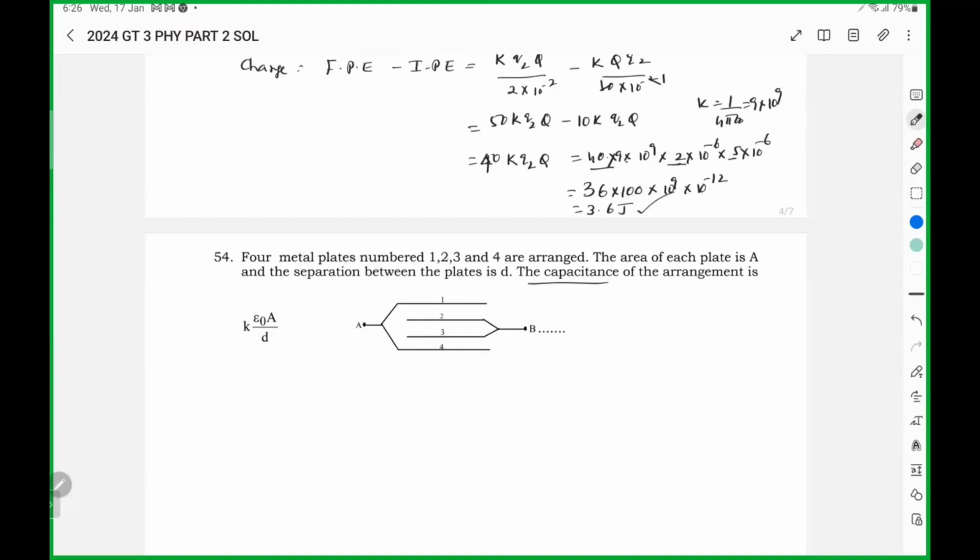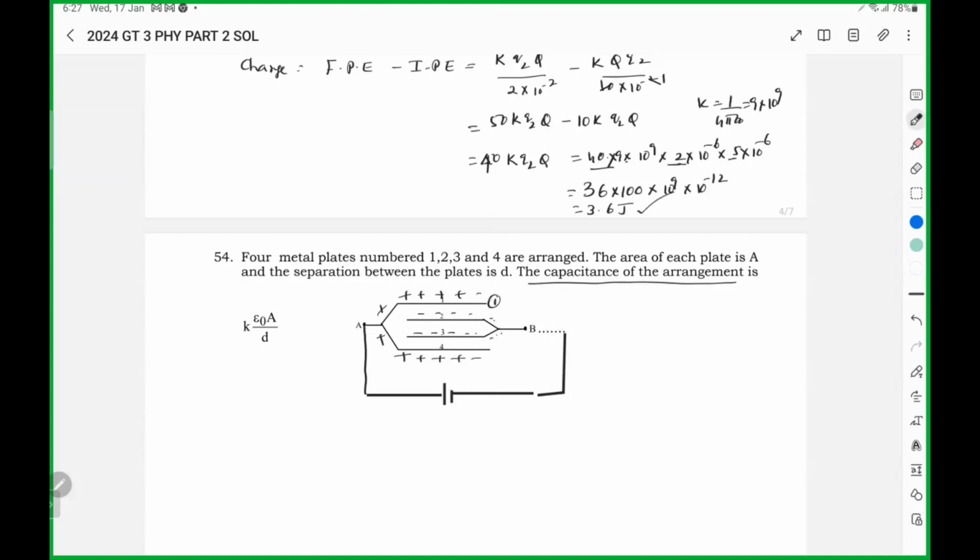So to find effective capacitance between A and B, whenever they ask this type of question, those ends are connected to a battery. Here it is a positive charge because it is connected to the positive terminal. Here it is connected to the negative terminal, so negative charge gets deposited.